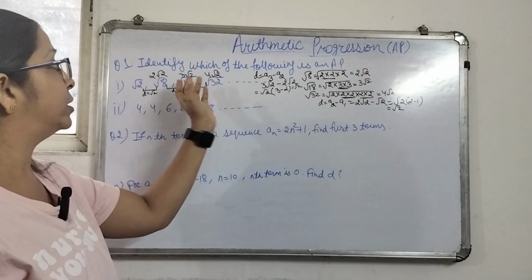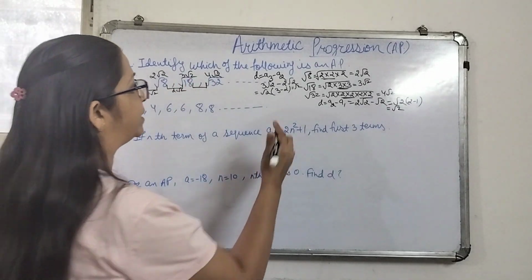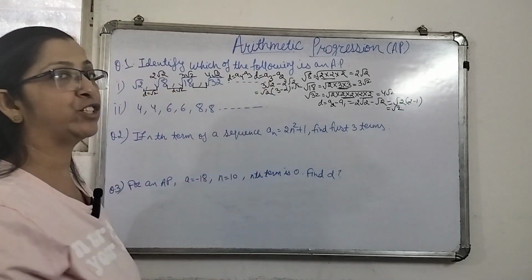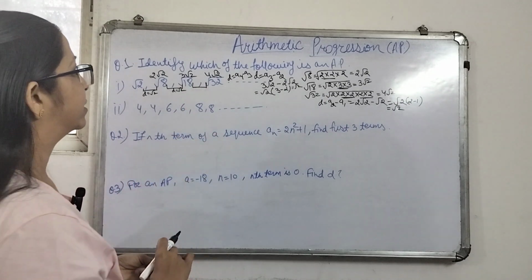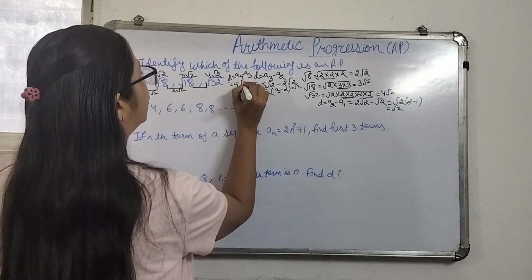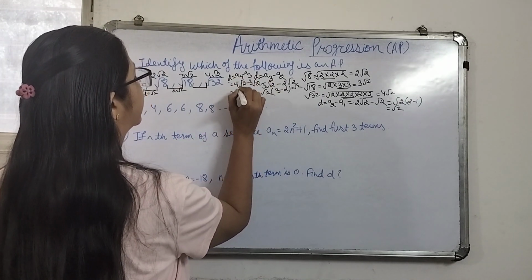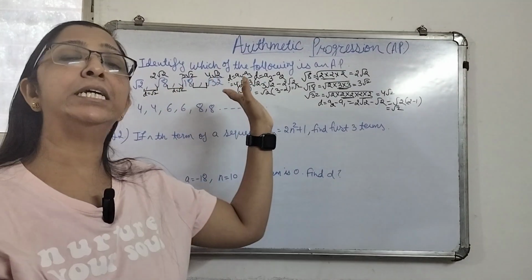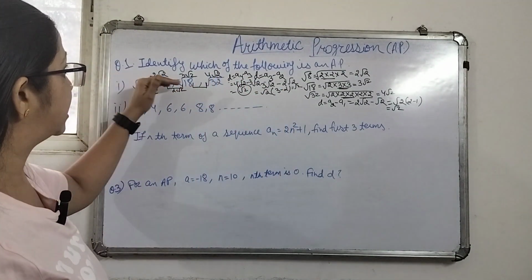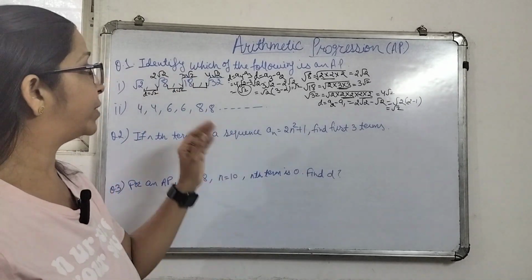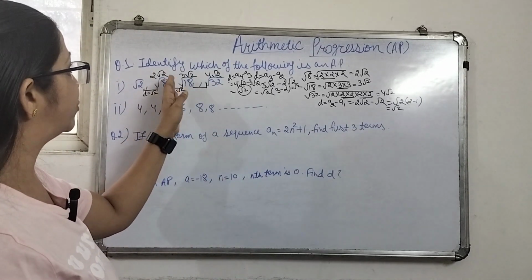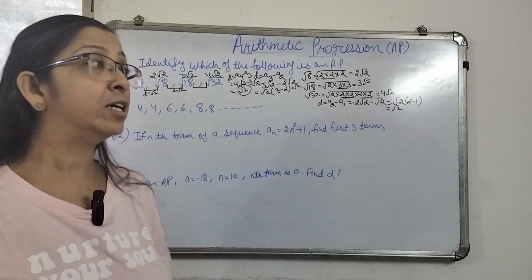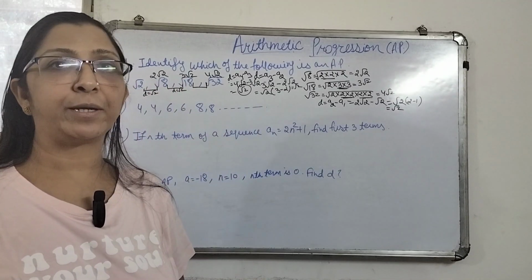Similarly, we will check this condition too. That means we will check D equivalent to A4 minus A3. And we will get the same, that is 4 root 2 minus 3 root 2, that is root 2 only. So for all the conditions, the value of D is the same. So we will say that the series is in AP. Because whenever the common difference which we add to the preceding term to get the next term is the same throughout the series, we say the series is in AP.